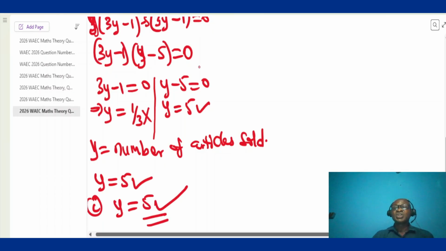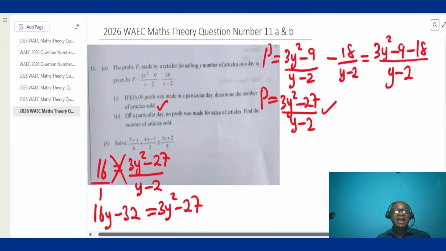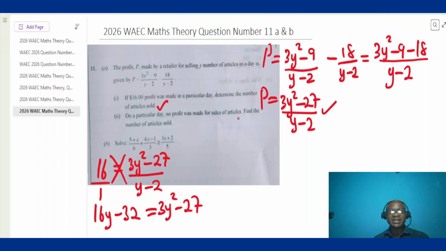Going back to the question as given to us, it says that if a $16 profit was made in a particular day, determine the number of articles sold. So 5 articles were sold and $16 was made. Now we go to II. On a particular day, no profit was made for the sales of articles. Find the number of articles sold.